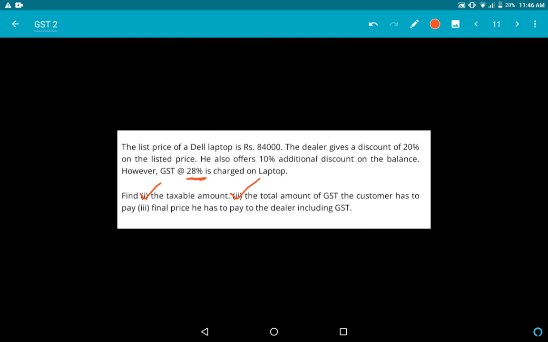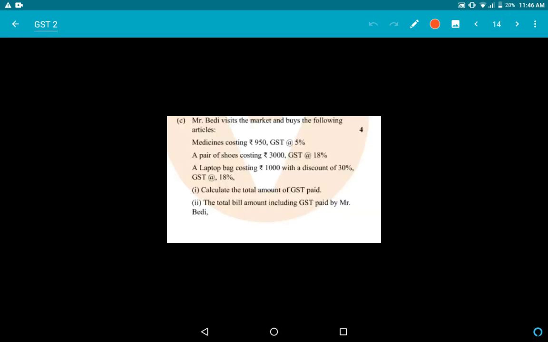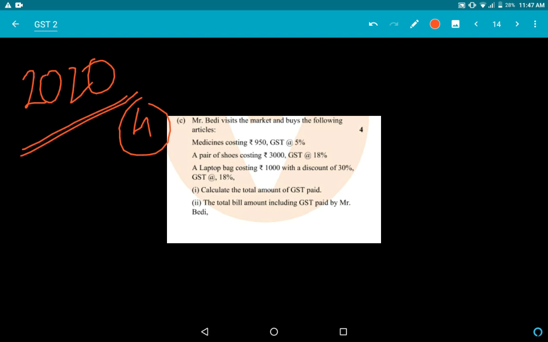Okay, now I will do the board question. This is one of the board questions that came this year only. This is 4C, 2020. Mr. Vidi visits the market with the following articles. Medicines costing, GST is 5%. Pair of shoes, GST this much. Laptop bag costing 1,000 rupees with discount, GST 18%. Calculate the total amount of GST paid and the total bill amount including GST paid. Is it telling me to find the GST and find the total amount?